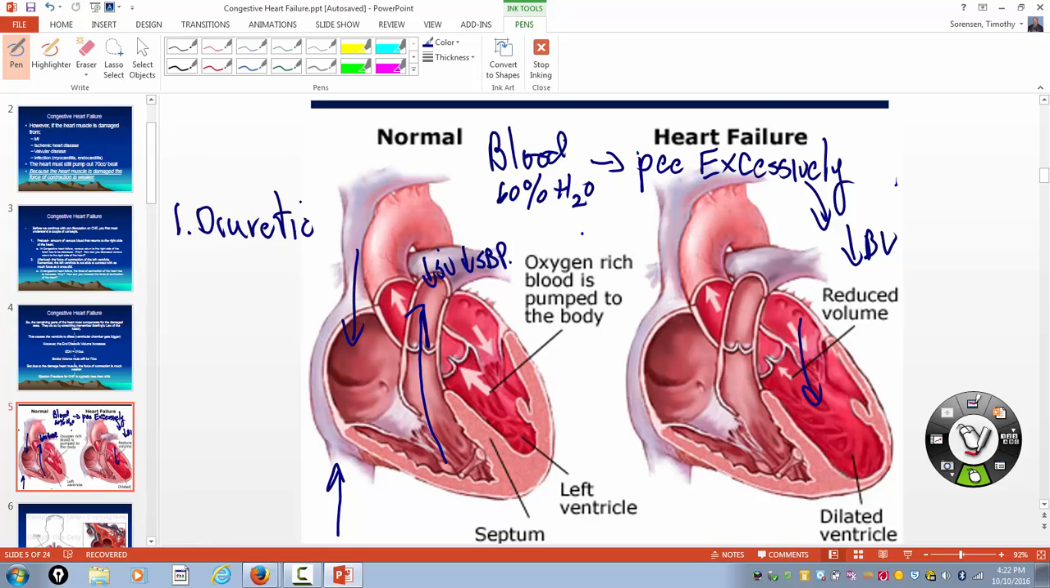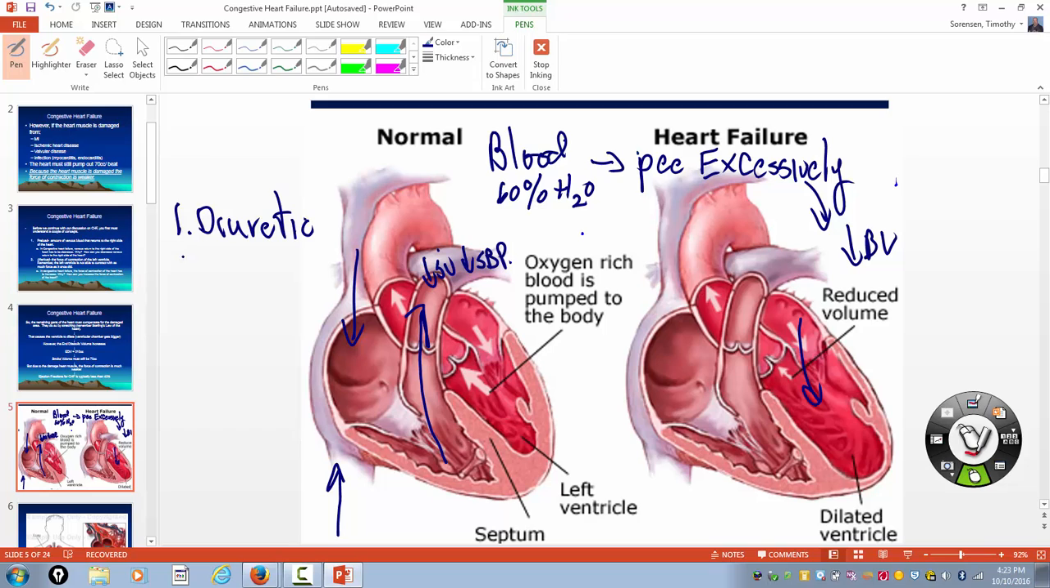So in a person who comes in where their CHF has gotten worse, the physician's going to diurese them. They're going to give them heavy doses of diuretics to get that excess fluid off them. And when we get to the kidney, I'll explain how that stuff works. But right now, what I want you to understand is why diuretics are given.